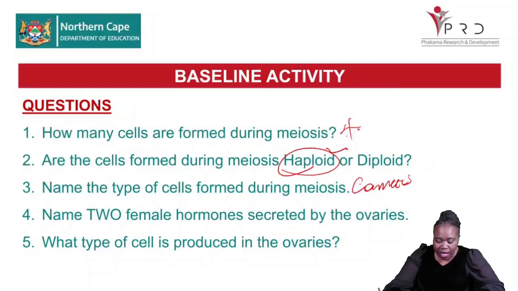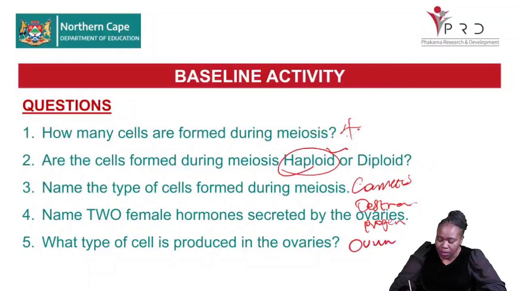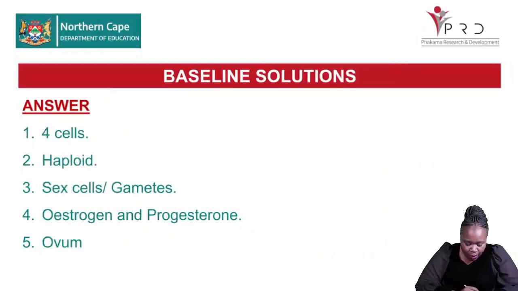Number 4, name 2 female hormones secreted by the ovaries. So the hormones that are secreted by the ovaries would be estrogen and progesterone, which we spoke about in the previous lesson as well. And then what type of cell is produced in the ovaries? And that would be the ovum. All right, so those are our answers.